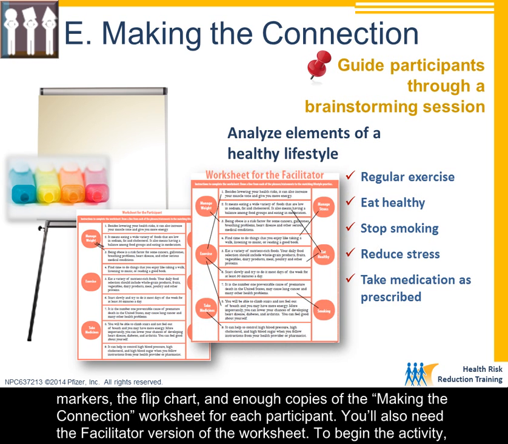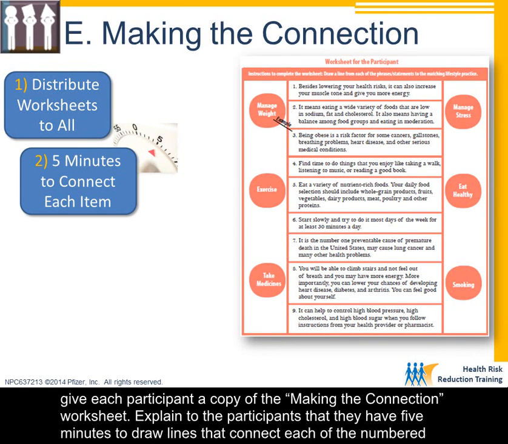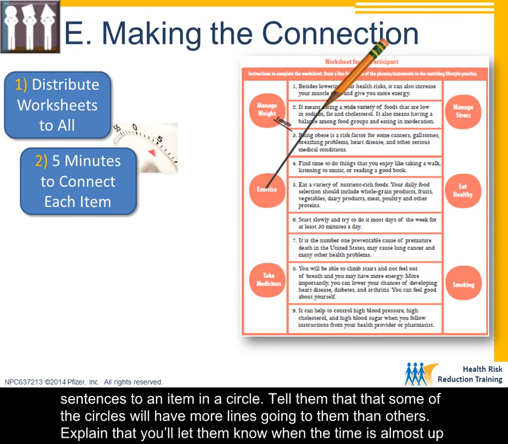To begin the activity, give each participant a copy of the Making the Connection worksheet. Explain to the participants that they have 5 minutes to draw lines that connect each of the numbered sentences to an item in a circle.